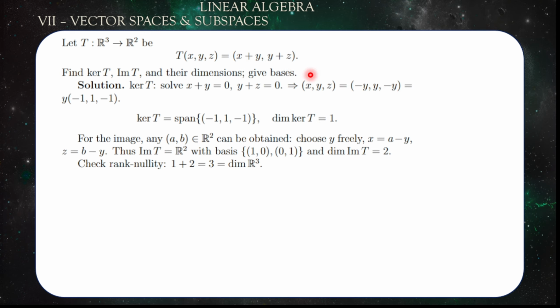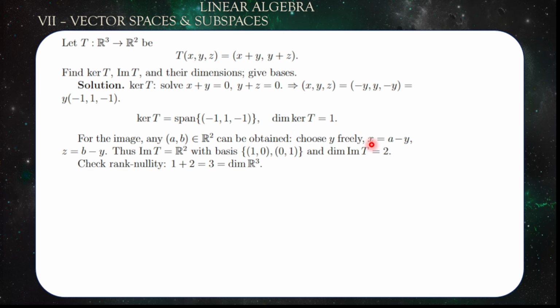You take y equal to 1, for example, so the kernel of T is equal to the span of (minus 1, 1, minus 1). The dimension of this kernel is the number of unique vectors that we've gotten, which is one vector here in such case. So the dimension of ker T is equal to 1. For the image, any (a, b) within R squared, which are here in such case the columns, not the rows, can be obtained.